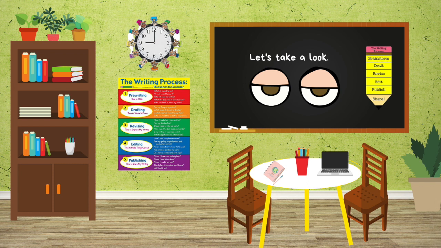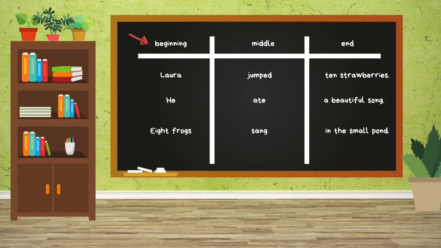Now, here comes the fun part. Let's take a look at our work mat. I'm going to move the table and things out of the way so you can see the board a lot better. Here we go. This is our work mat. It has a beginning, middle, and end, and it has 3 rows of words in each section. Take a look at the red arrow. It shows you the beginning.